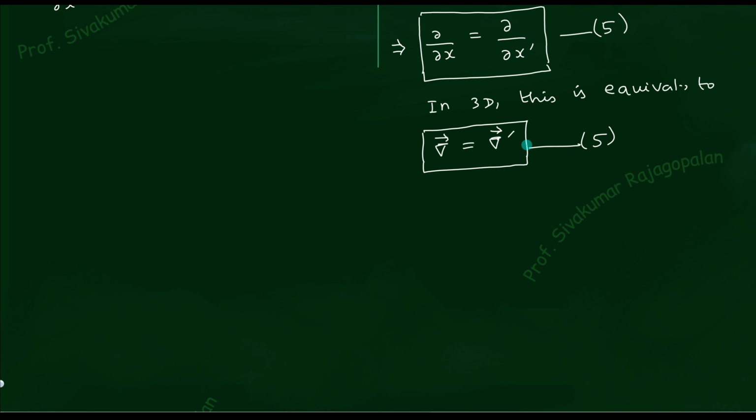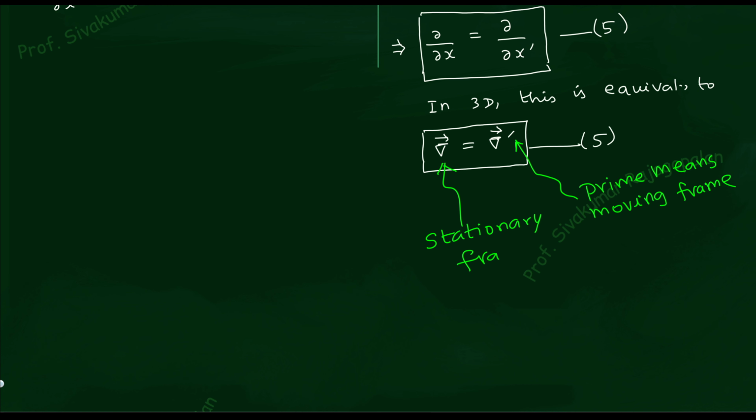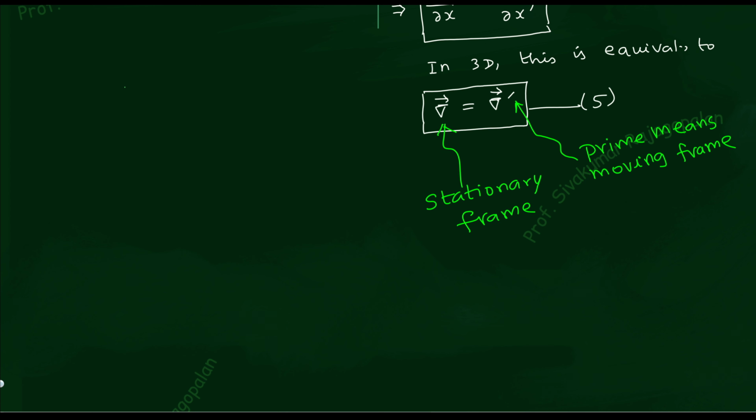I want to tell you clearly that the prime notation means moving frame of reference. You always remember, whenever a prime comes, we are talking about the moving frame of reference. If there is no prime, unprimed means stationary frame of reference. So if you remember this kind of symbol, then we can understand the equation and proceed further. Now that we have completed the situation for the space derivative, we can move ahead to calculate the time derivative. Let us try the evaluation of time derivatives.